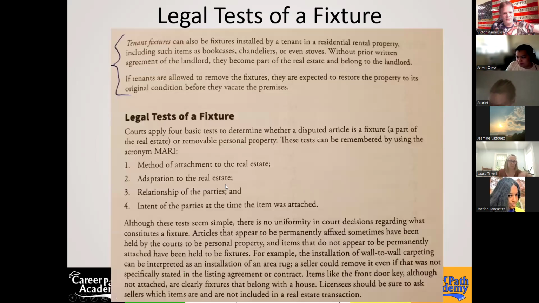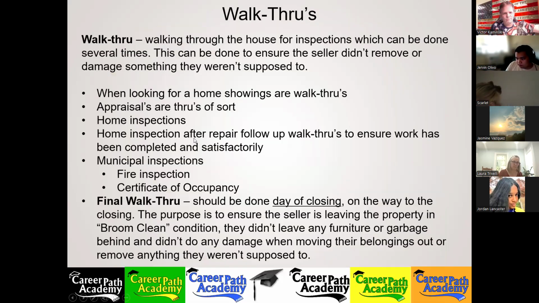So, legal tests of the fixture. Okay, we should always do the final walkthrough the day of the closing, on the way to the closing. I'm just giving you another personal piece of advice here. We do walkthroughs when we go get the listing. We look at the house. We do walkthroughs when people get home inspections, appraisals, and city inspections. We go through the house a lot of times, right?